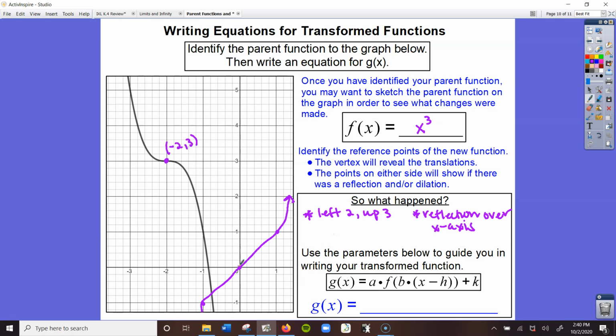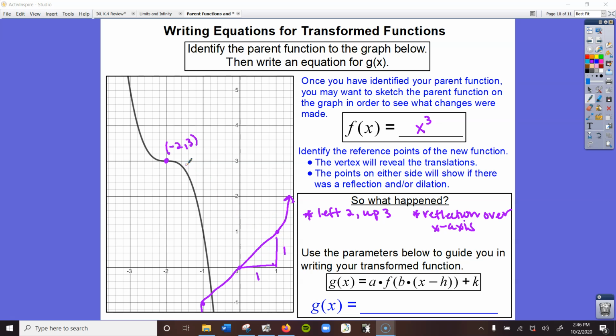You're going to pick a point that is either to the left or to the right of the vertex. It does not matter which direction you choose. So let's say on your parent function, I'm going to choose the one on the right side of my vertex. If you compare the vertical and the horizontal distance, the horizontal distance from the vertex to the next available point is 1. And the vertical distance is also 1.